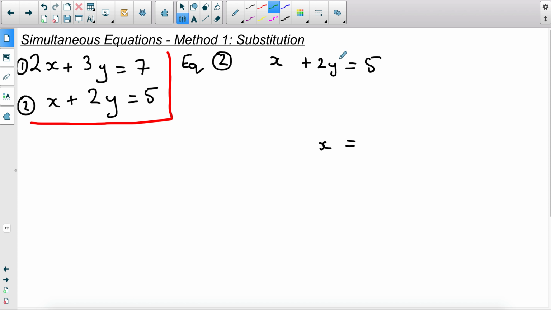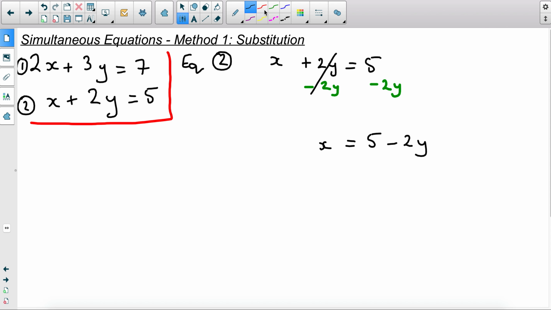This is quite easy. It's like solving linear equations. What you do is you want to get rid of the 2y. The opposite of positive 2y is negative 2y. I'm using the balancing method in this video. And on the left-hand side, this cancels out, so I'm left with x. And then on the right-hand side, I'm left with 5 minus 2y.